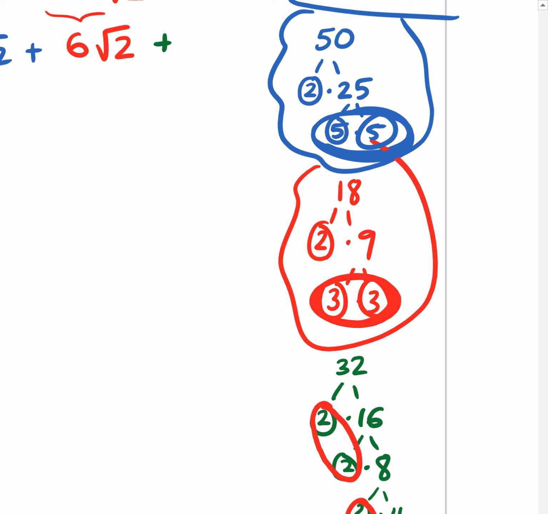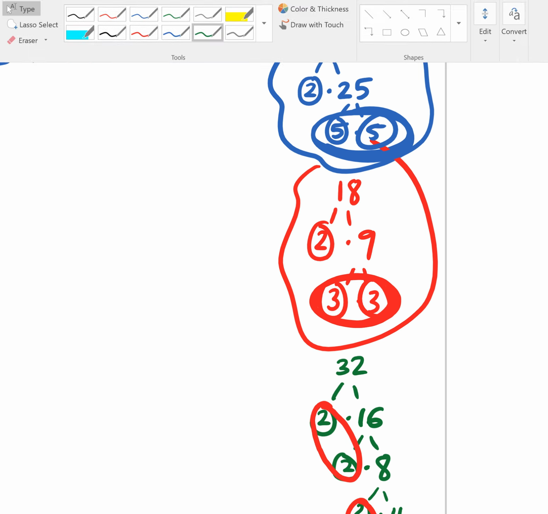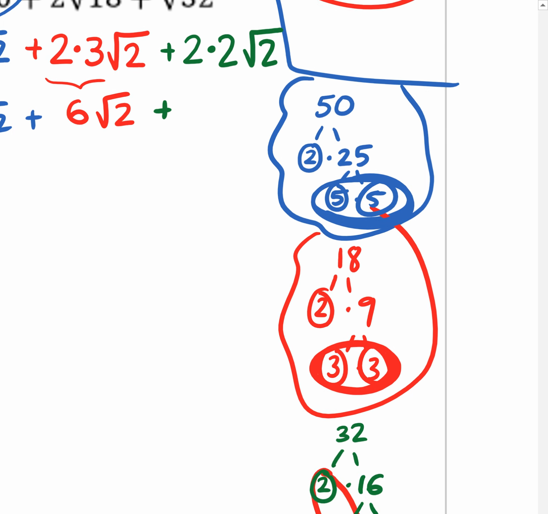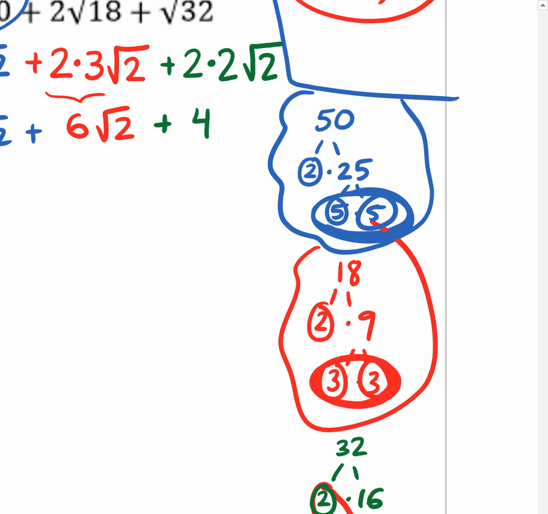Sorry, we said. Let's see. 2 gets to escape. Another 2 gets to escape, but one last 2 has to stay inside. So the 2 times the 2 outside will make 4 root 2. Alright, I think we're good.